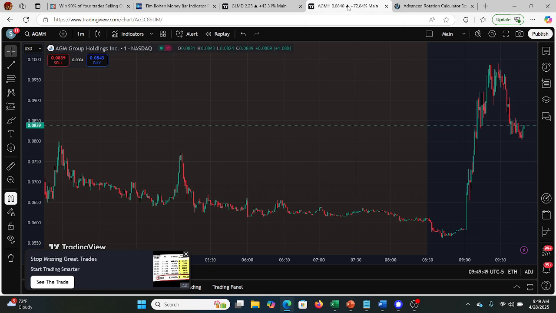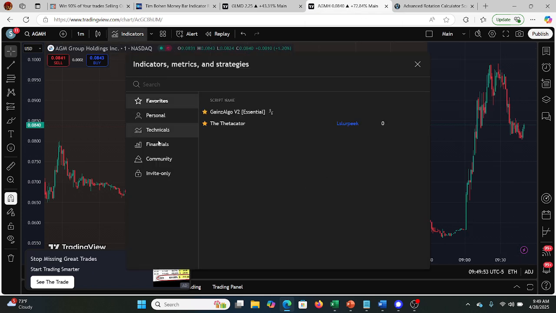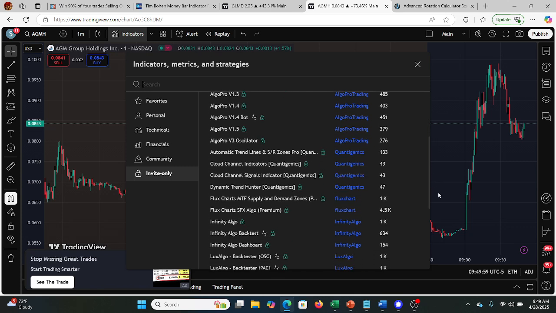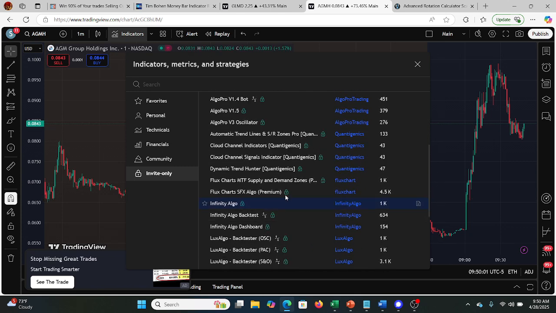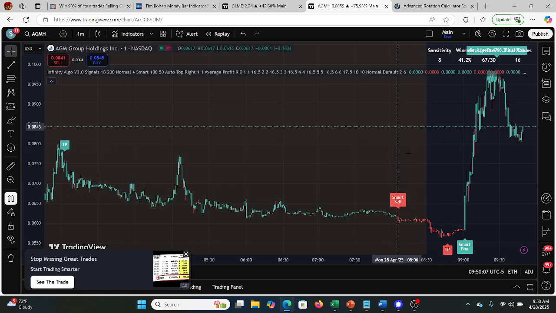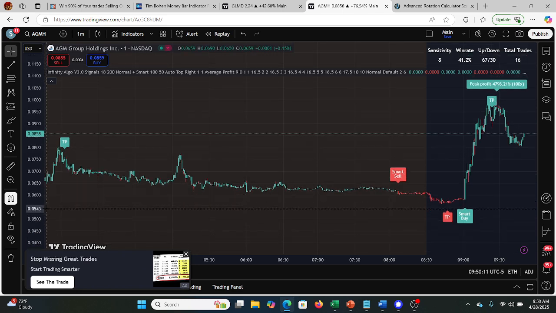Often it's just a case of, this one's starting to look a little bit better, so we could add Infinity Algo to this one. And maybe we'll see a buy signal come in on this one. We'll see. You never know. Part of the problem is there's already a smart buy. So again, you want to use this in conjunction. You'd see the float rotation on the money bar, and then you'd see the smart buy on Infinity Algo.